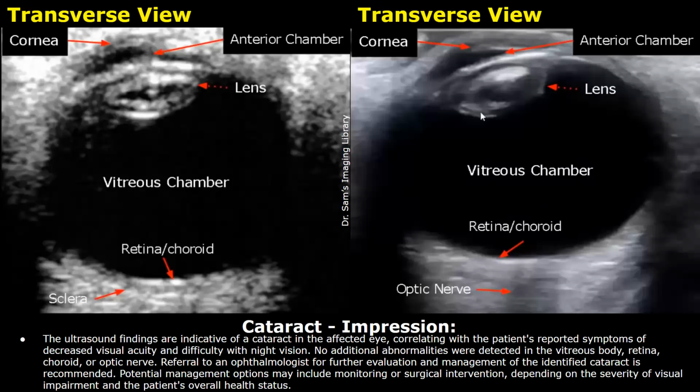This is the impression. The ultrasound findings are indicative of a cataract in the affected eye, correlating with the patient's reported symptoms of decreased visual acuity and difficulty with night vision. No additional abnormalities were detected in the vitreous body, retina, choroid, or optic nerve.